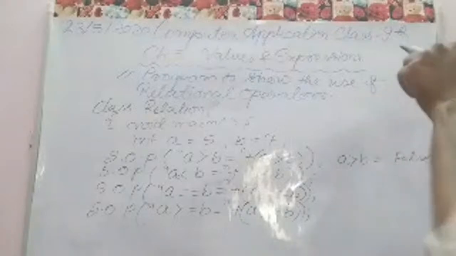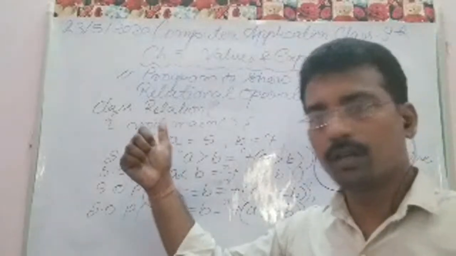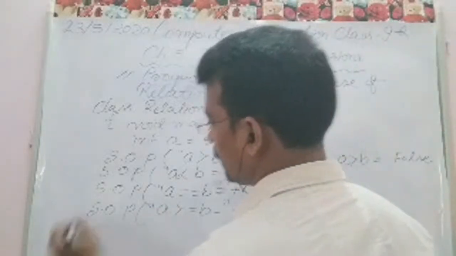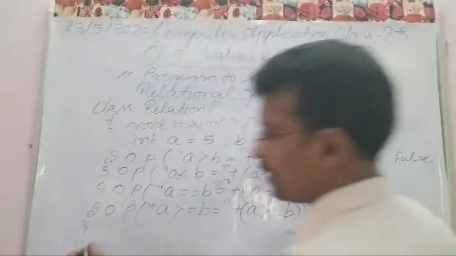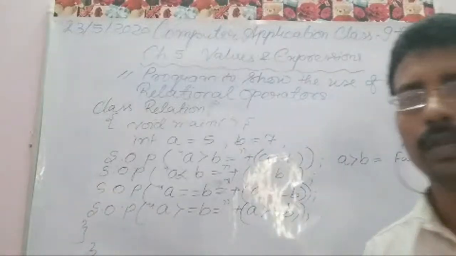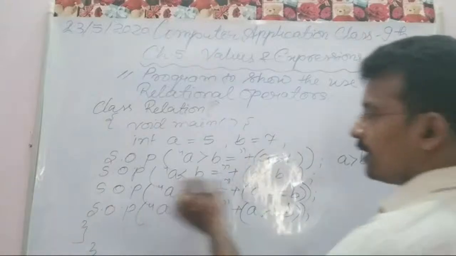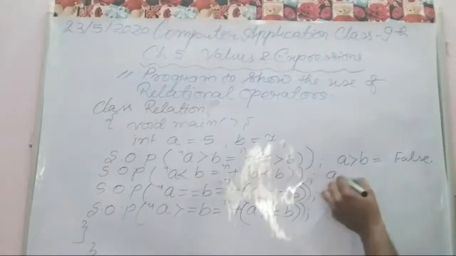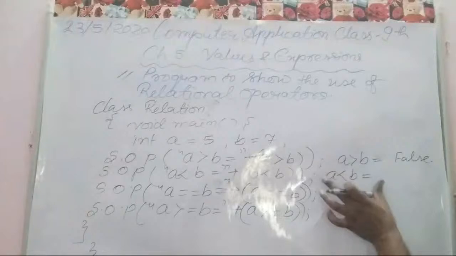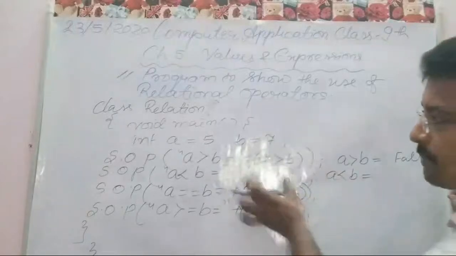So this way we can perform the use of all 6 operators. I have only used 4. Likewise, you can write all 6 operators' use. And this way you can see the result will be displayed. When it will run, it will display the result: a is less than equal to, this is the message part and this is the comparison part.